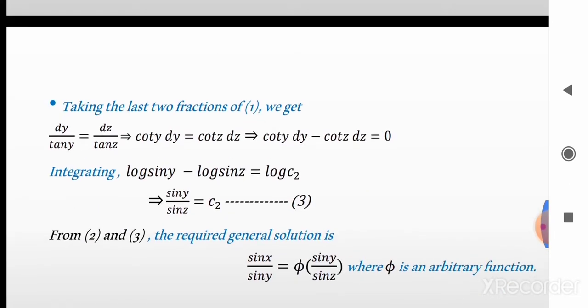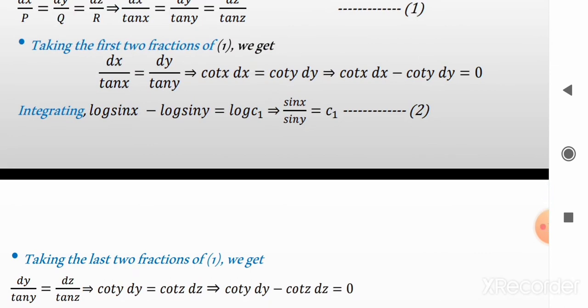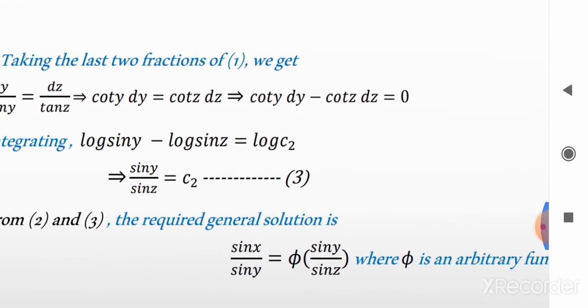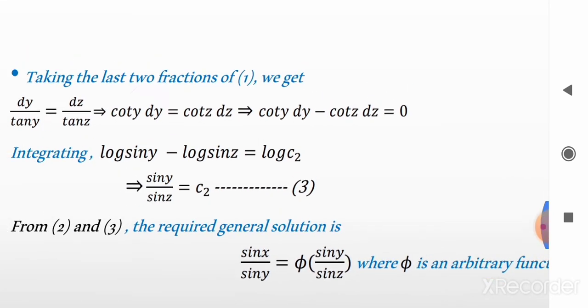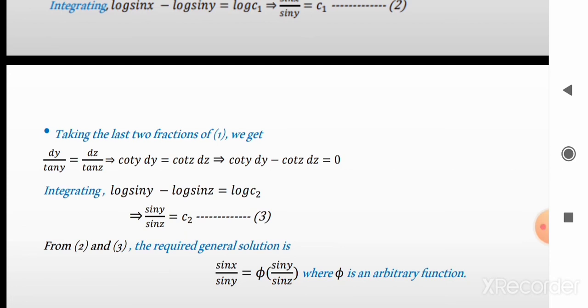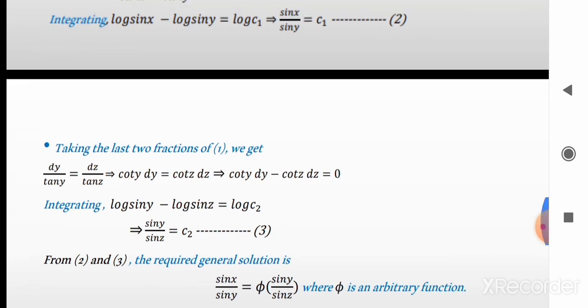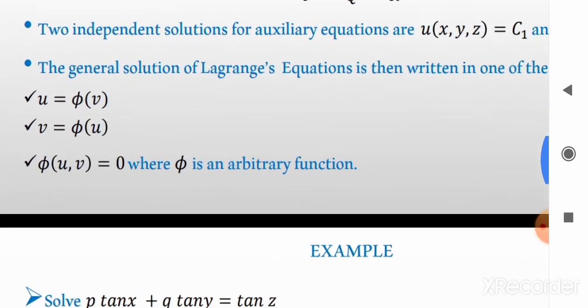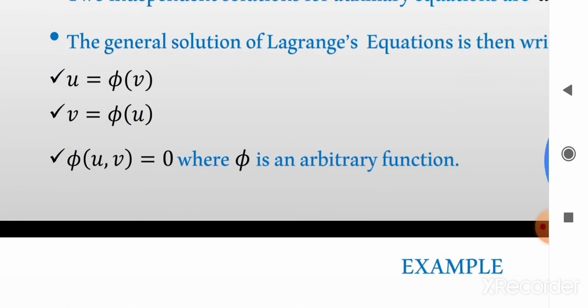Now we have found the two independent solutions. One is sin x by sin y is equal to c1, that is u is equal to c1, and another one is sin y by sin z is equal to c2, that is v is equal to c2. Now we have to write the general solution. The general solution can be written in any one of the three forms I said: u is equal to phi of v, v is equal to phi of u, or phi of u comma v is equal to 0. We can write any one of these three forms.